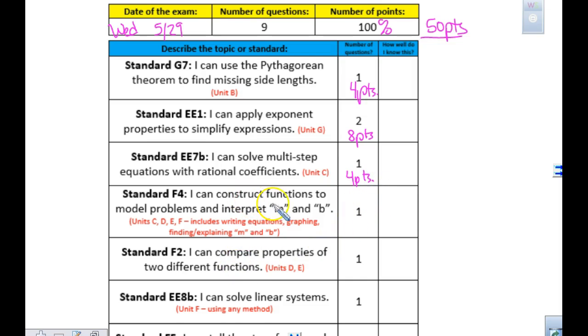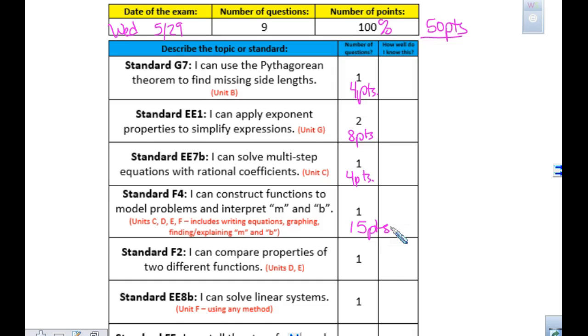This next one, I can construct a function to model the problem and interpret the m and the b. This would be one of those problems like they're filling the ice rink with so many gallons of water per hour, and the question's going to ask you what is the slope, and you say, oh, the slope was that they put in 20 gallons per hour, and the y-intercept, the b, was that it started at 0 at time 0. So that is actually going to be 15 points because there's quite a few parts to that question.